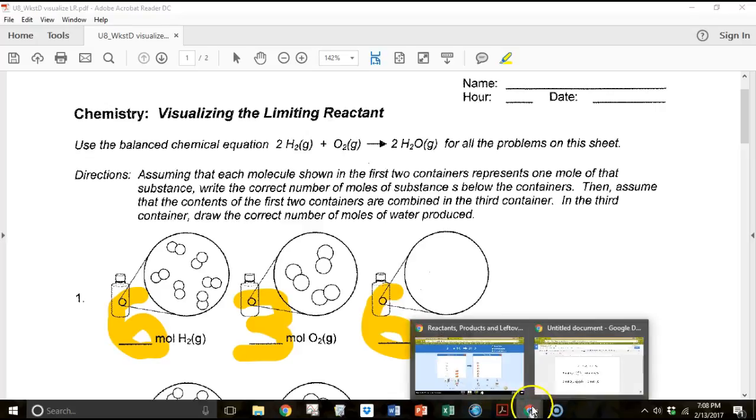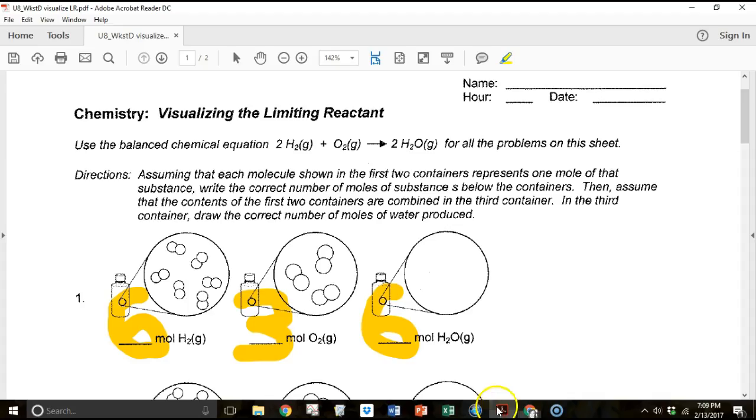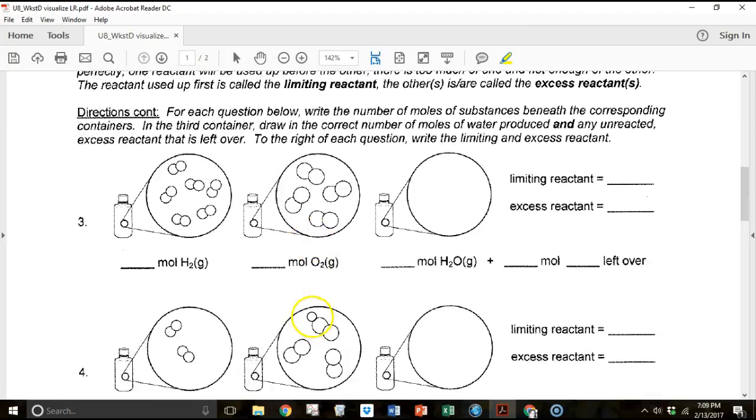Actually, just to show you the math setup, just like we've been doing on the other worksheets, I can figure that out this way, using the mole to mole ratio conversion factor that we talked about. So it's 6 times 2 over 2, that gives me 6 moles of water, and 3 times 2 over 1 gives me 6 moles of water. So this is, again, the mathematical way that you can set it up and check it as you're doing the rest of the sheet.